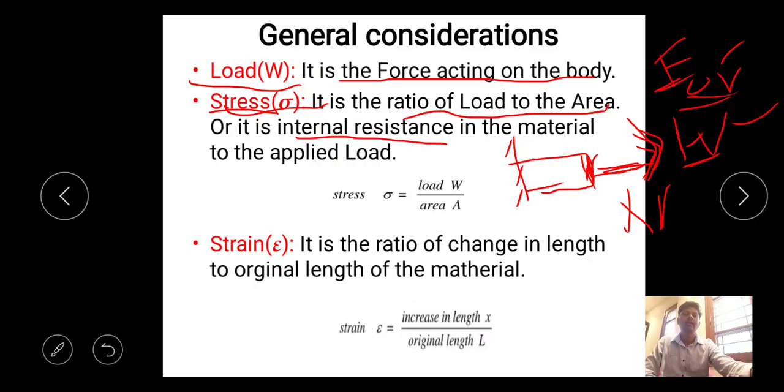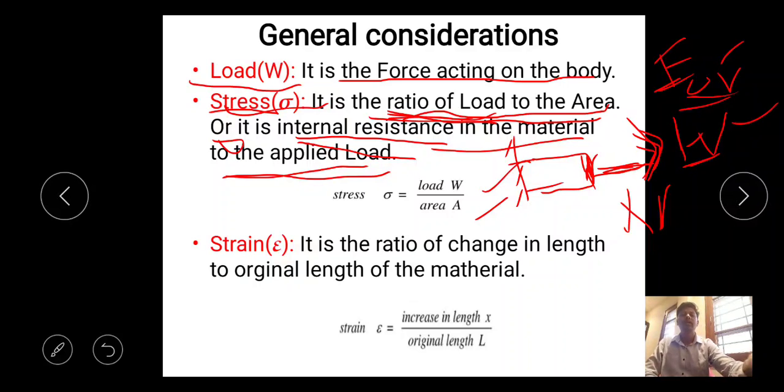So when you apply a load on this area, what will happen? There is an internal resistance in the material to the applied load. For this load there will be a resistance, it will resist so that there is no deformation. This internal resistance in the material to the applied load is called stress. You can just remember this: the ratio of load to the area is called stress.